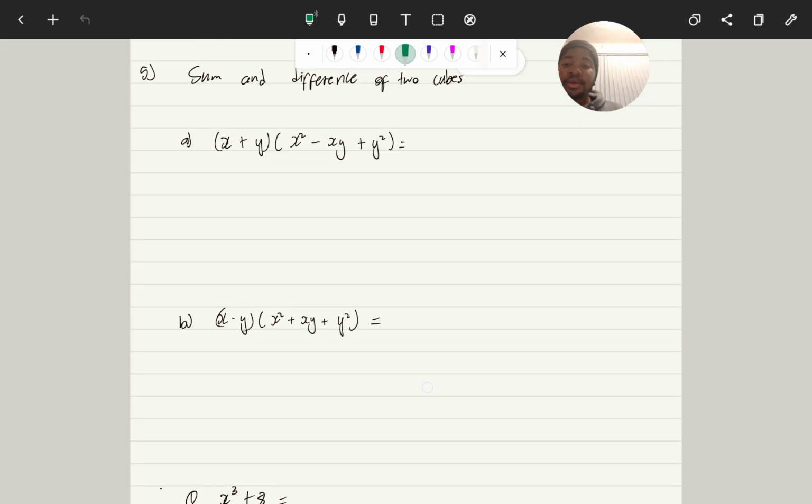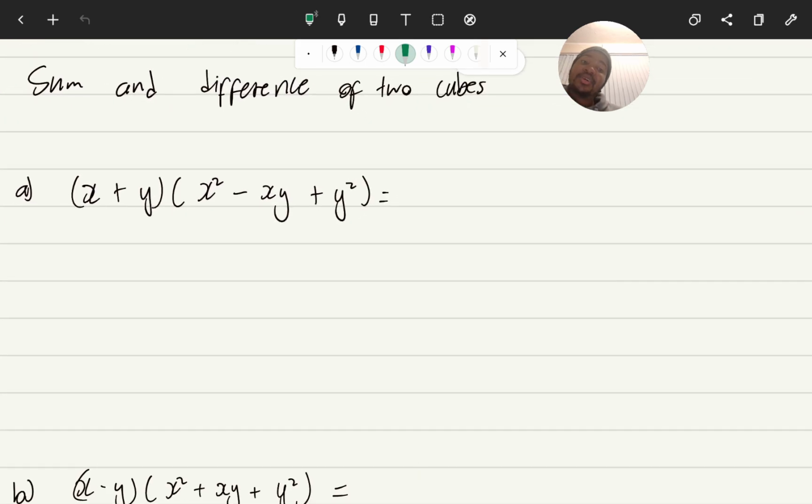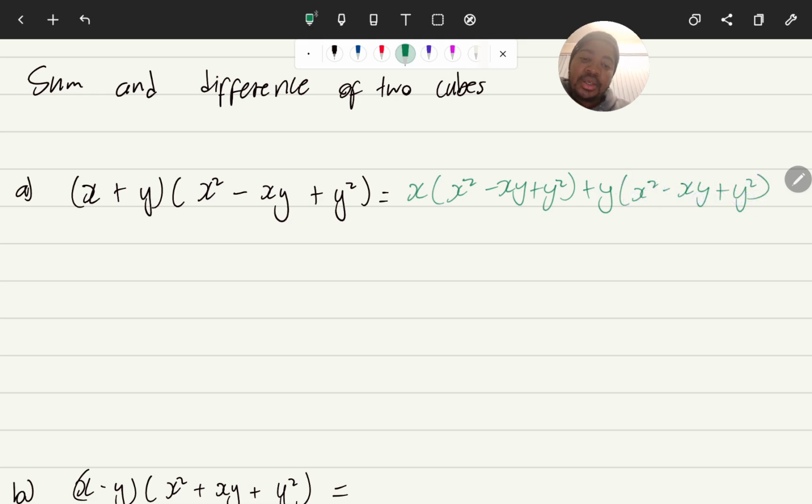All right. Okay, cool. So here we have something really beautiful. Before we factorize this, I want us to multiply these two numbers. So let us go on. You have x into x squared minus xy plus y squared. You have plus y into x squared minus xy plus y squared.